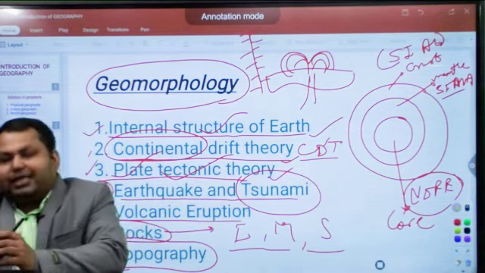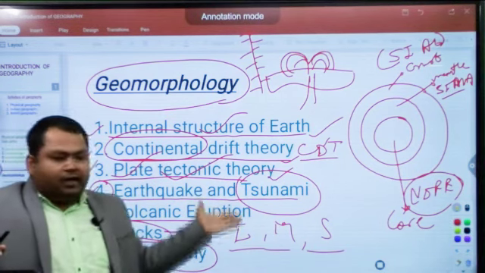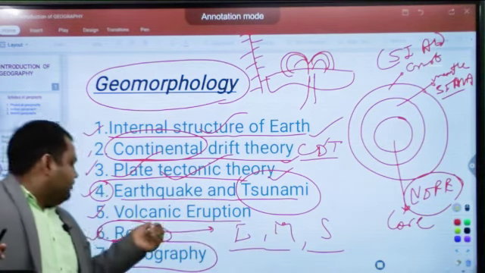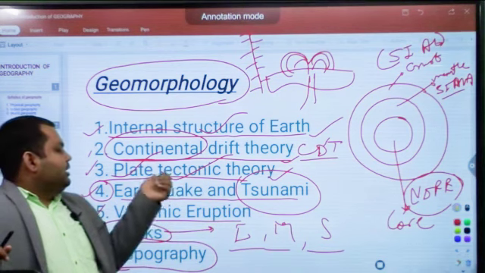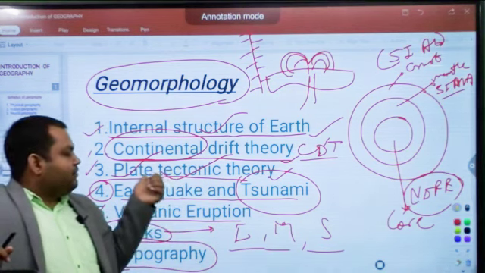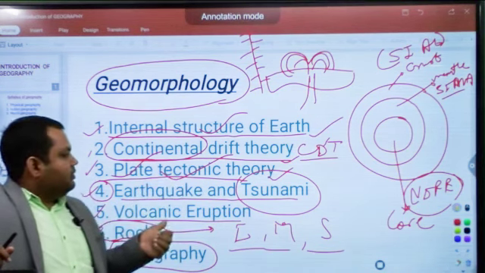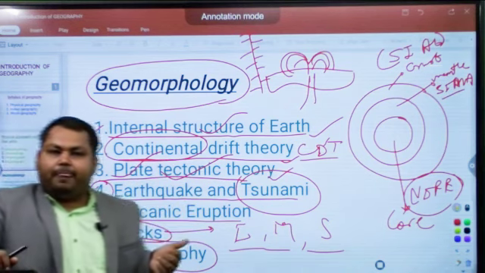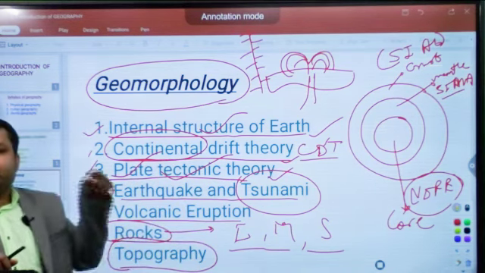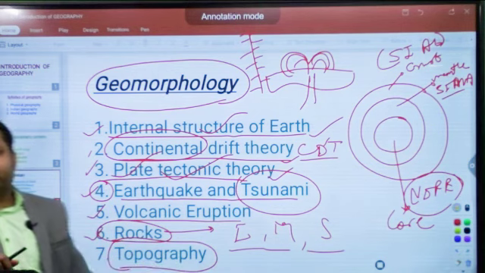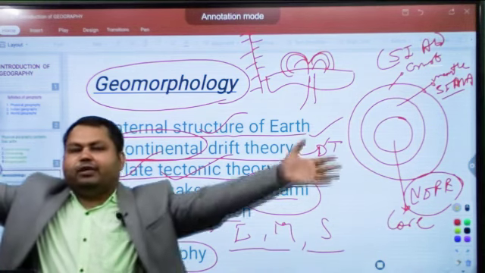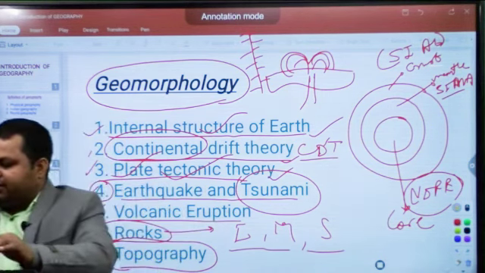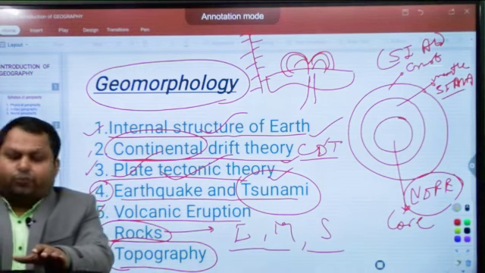So, whatever structures have been created under the effect of internal forces in the process of volcanic eruption, earthquake, plate movement, tectonism, continental drift, etc., that is balanced under the process of formation of topographies. So, there are actually 5 types of topographies, basically.